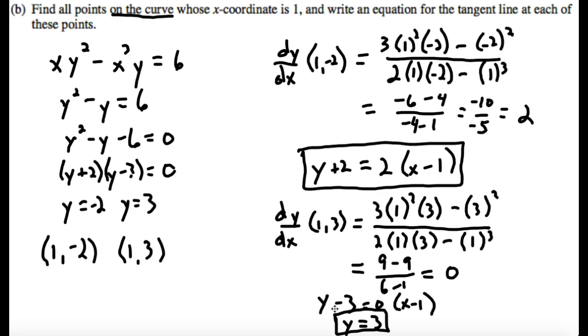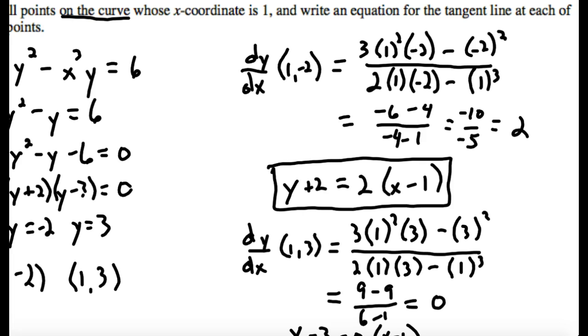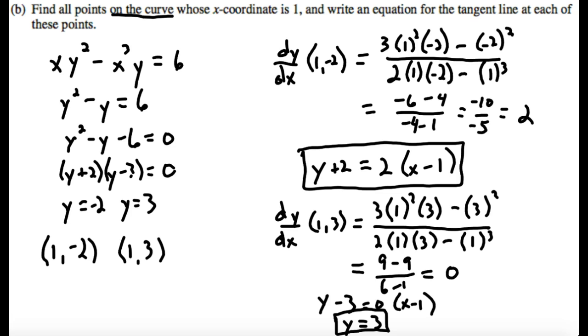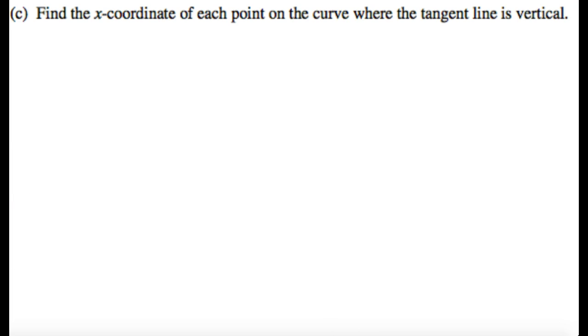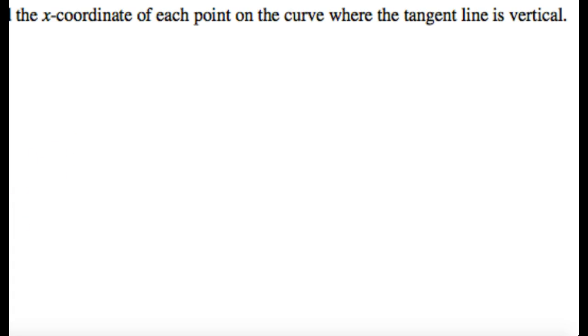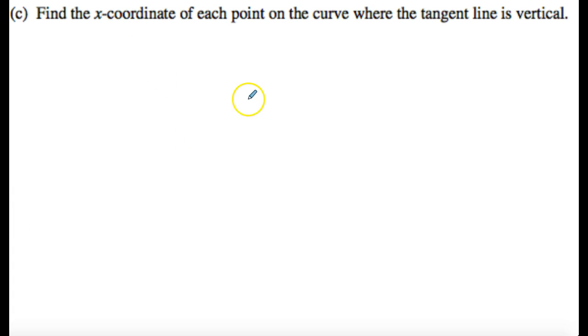All right. So this was a longer part, okay? And we'll see that part B here ends up being 4 points, I believe. Right? So that's why it was a little bit longer. Okay, so now let's take a look at the last part: find the x-coordinate of each point on the curve where the tangent line is vertical.